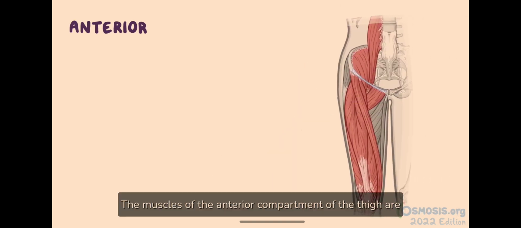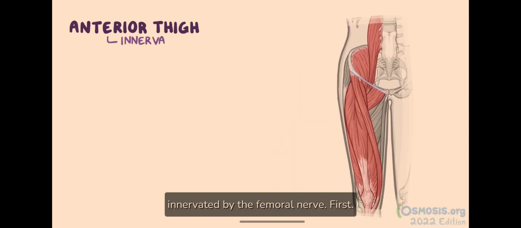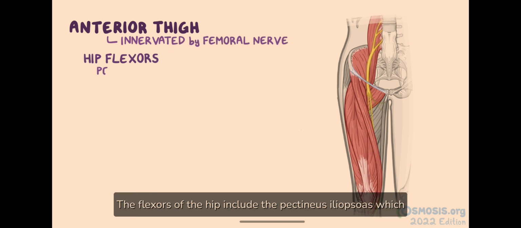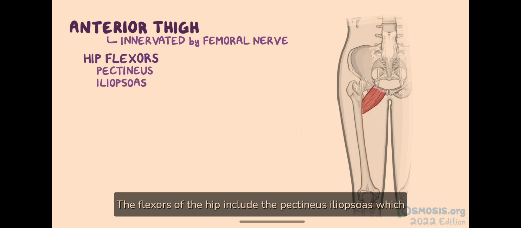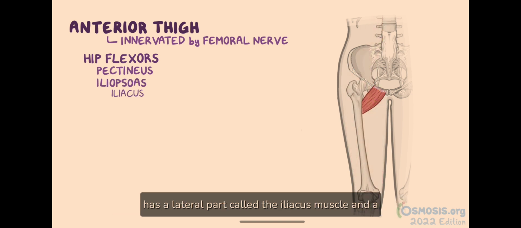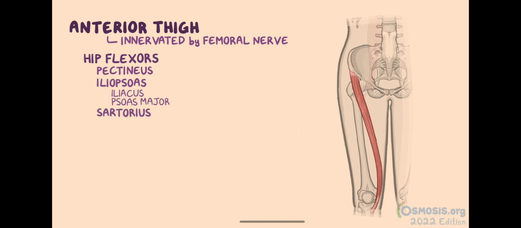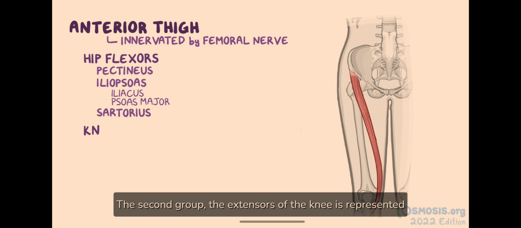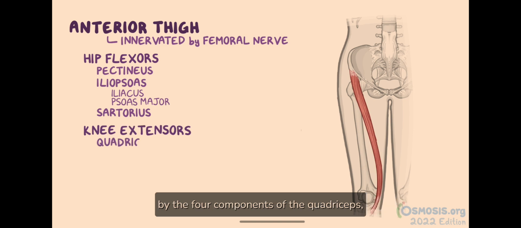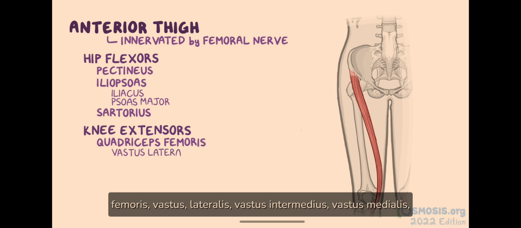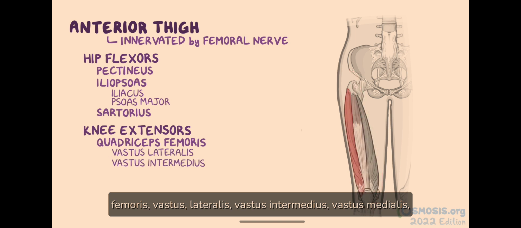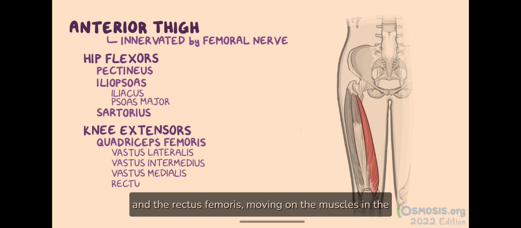As a quick recap, the muscles of the anterior compartment of the thigh are innervated by the femoral nerve. First, the flexors of the hip include the pectineus, iliopsoas, which has a lateral part called the iliacus muscle and a medial part called the psoas major, and the sartorius. The second group, the extensors of the knee, is represented by the 4 components of the quadriceps femoris: vastus lateralis, vastus intermedius, vastus medialis, and the rectus femoris.